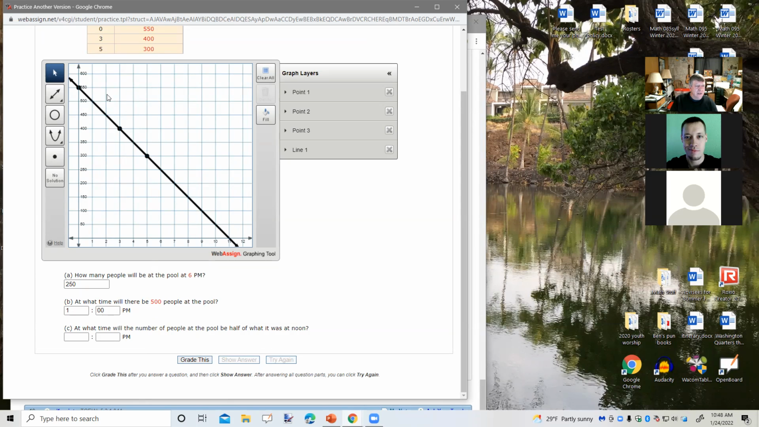At what time will the number of people at the pool be half of what it was at noon? At noon, it was 550. So half of that would be what? Let's see, 250 plus 25, 275. So at what time will the number of people be 275? So that's right there, which is what, 5:30? So 5:30. Okay.